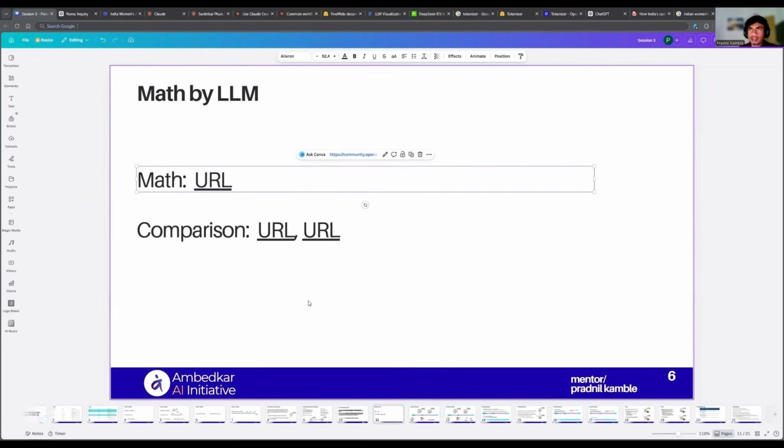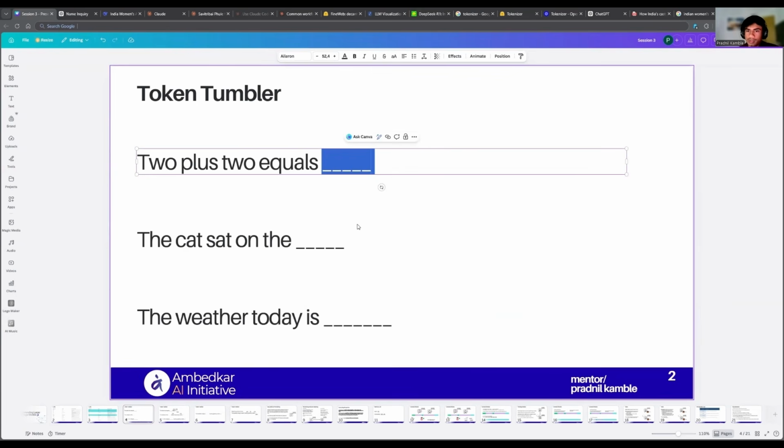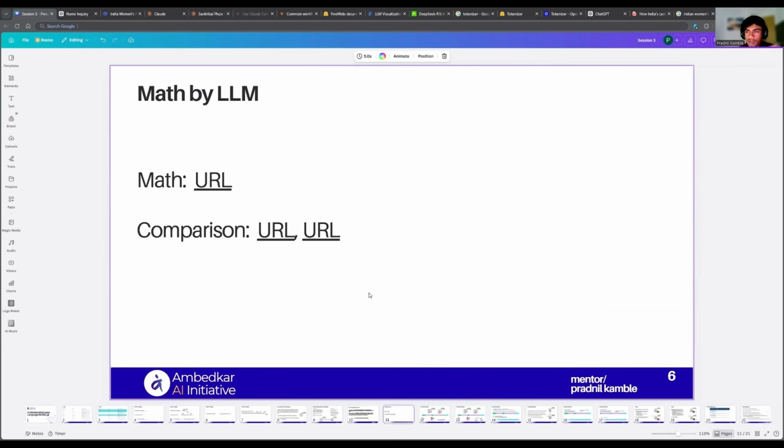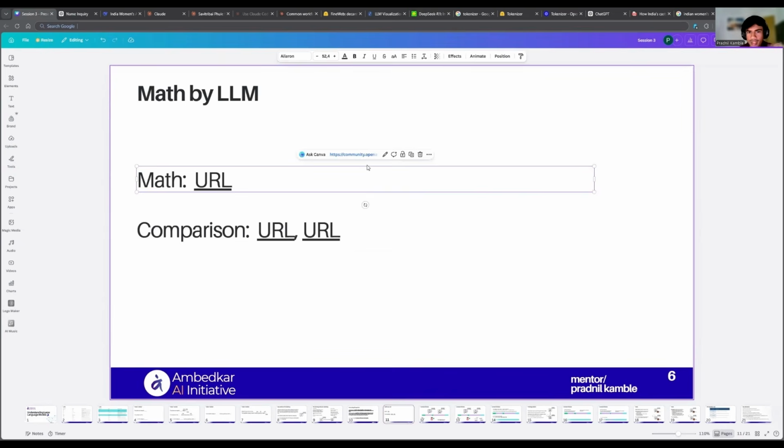Since we know that these are just token tumblers, models that are predicting the next word, this does not make them good at math. In the first question, when we asked 2 plus 2, the answer 4 was not necessarily because the model calculated 2 plus 2, but because it has seen this sentence a lot in the internet data, and now it loosely recollects what should come next. That's why it gave that answer. But the model has not really learned to do math by itself, because it's a language model, it is just trying to predict the next word.